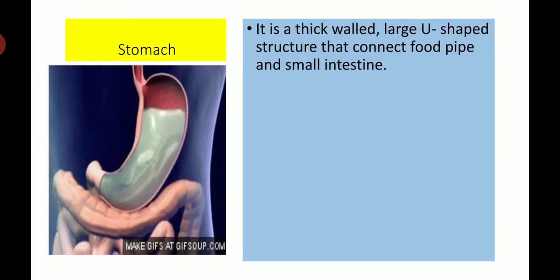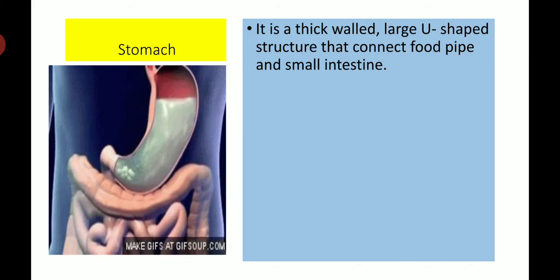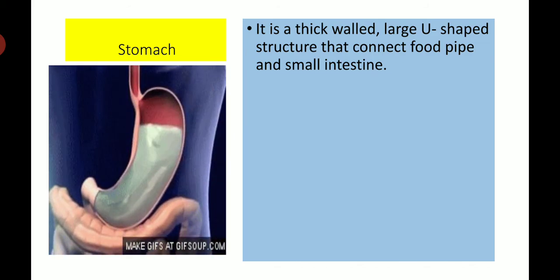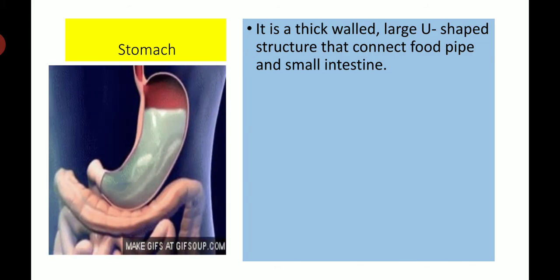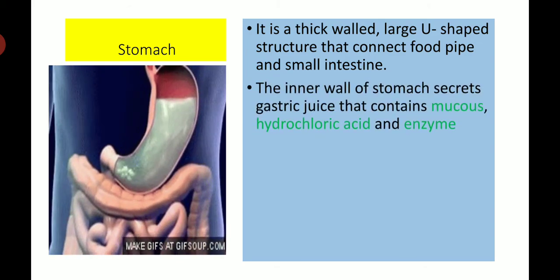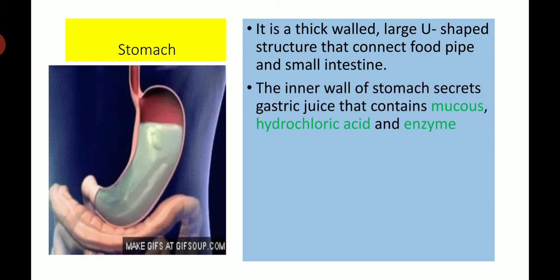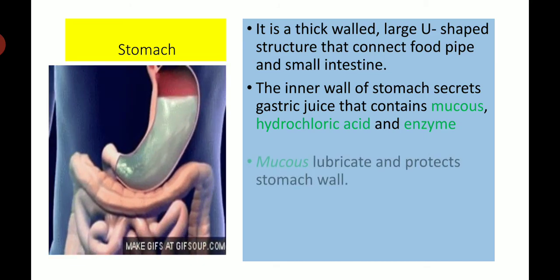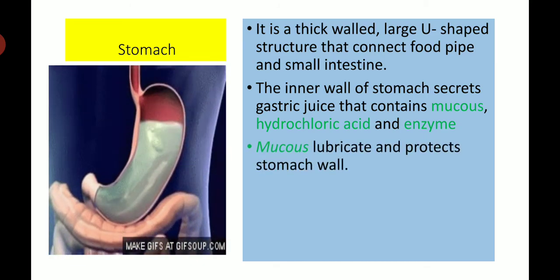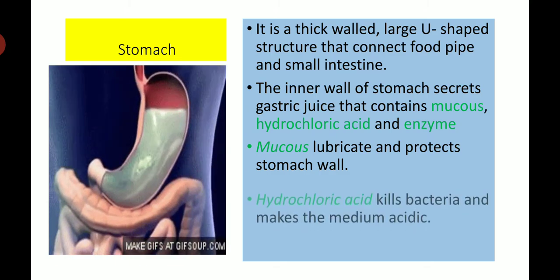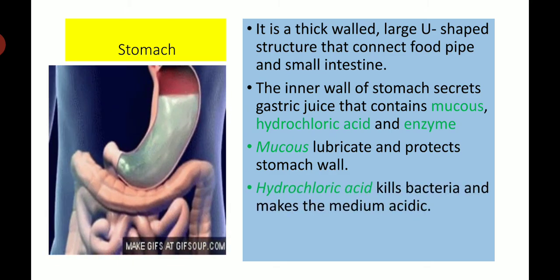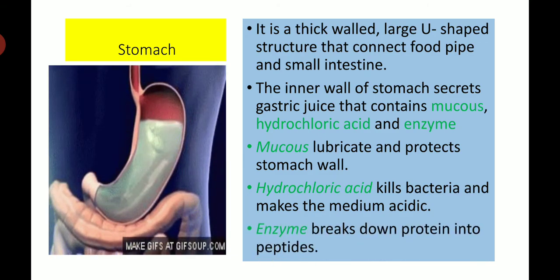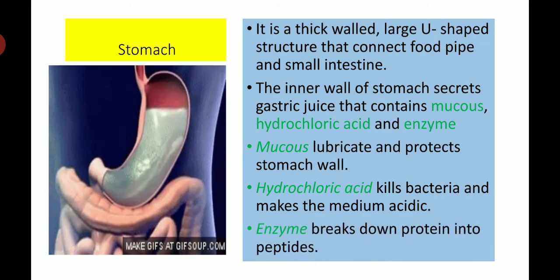So coming on to the stomach, it is a thick-walled, large U-shaped or J-shaped structure that connects the food pipe and the small intestine. The inner wall of the stomach secretes the gastric juice that contains mucus, hydrochloric acid, and enzyme. Mucus lubricates and protects the stomach wall. The hydrochloric acid kills the bacteria and makes the medium acidic, and the enzyme breaks down the protein into peptides.